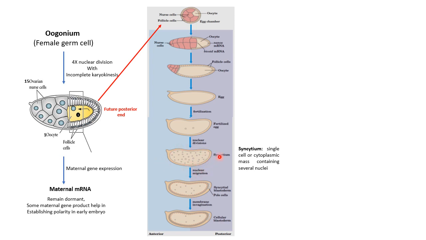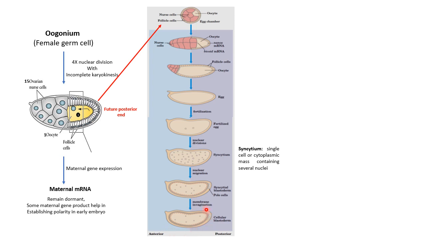Now after certain divisions, which I will discuss in the next figure, these nuclei start migrating to the peripheral region. In the beginning, 5 cells will reach the posterior end of the egg, and they will be enclosed in plasma membrane and called pole cells, which will help in zygote formation, development and formation of the germ layers.